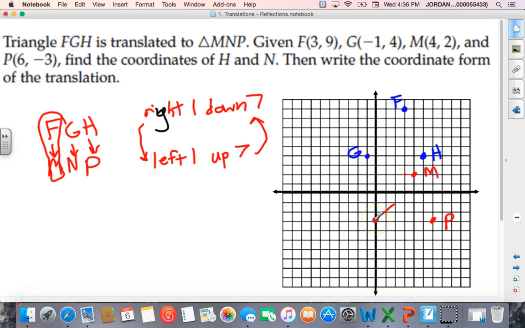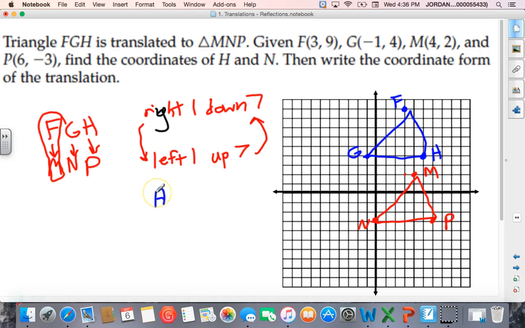And that gives us the triangle MNP. And of course in the blue we've got our triangle FGH that I can't draw. So again, the last question though says write the coordinate form of the translation. So they want us to find the coordinates of H and N.